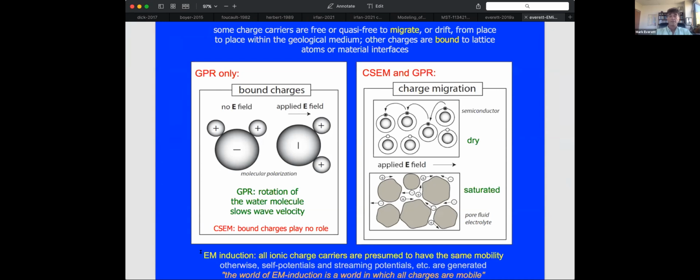If the negatives are dragging somehow compared to the positives, then you're going to generate things like self-potentials and streaming potentials, which are important, and they exist, and they are often the basis for entire geophysical methods, but they're not part of EM induction, and they're not included in the approximations we use. So you can summarize all of this by saying that the world of EM induction is really a world in which all charges are mobile.